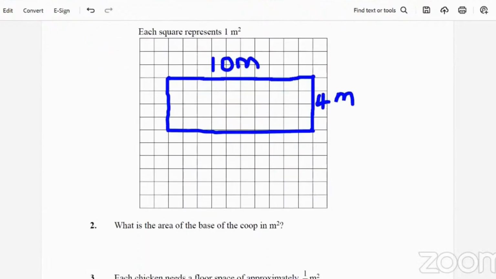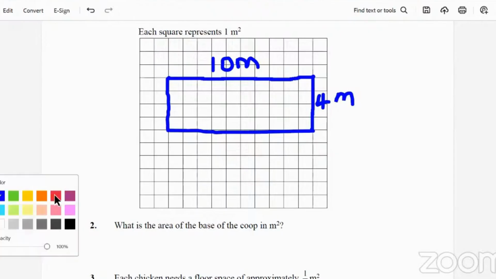Question 2 says, what is the area of the base of the coop in meters square? So remember, we're doing area. It has to be given in meters square. Okay, if you do not have that, then your answer is not going to be complete. So we need to understand or remember what the formula is for area to use that.